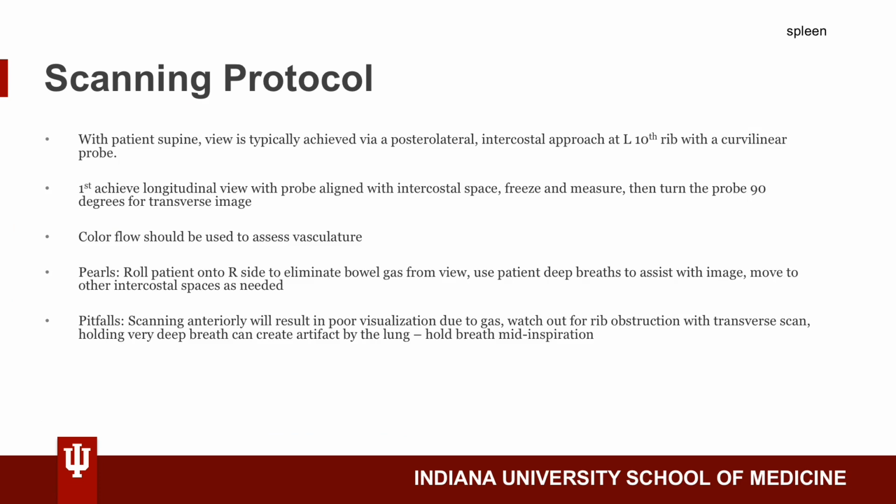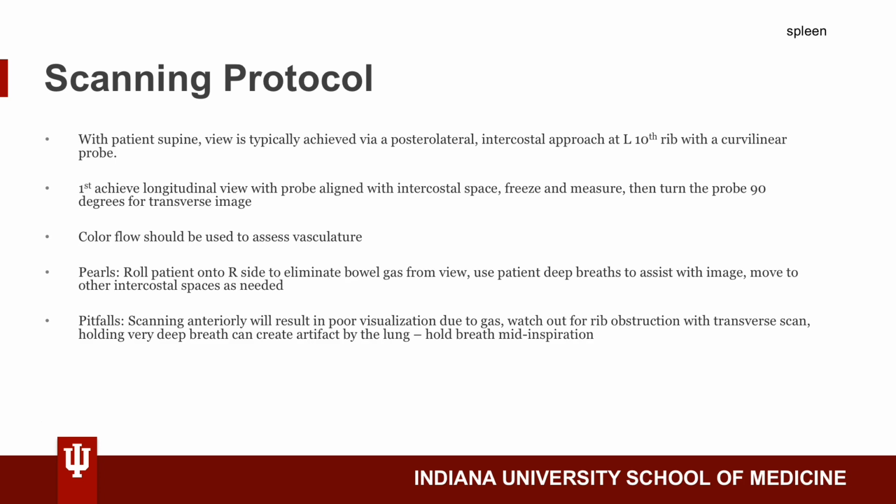Okay, so now we're going to talk about scanning our spleen. So again, you're going to have your patient supine, and this one actually takes more of a posterior lateral approach, but also intercostal around that 10th rib again. First, you're going to want to get a longitudinal view. You're going to have your probe aligned with the intercostal space. Once you get everything in a good picture, you'll freeze, you'll measure your spleen.